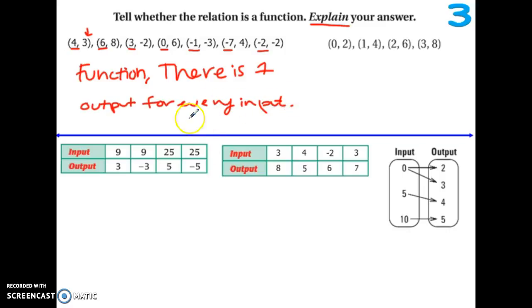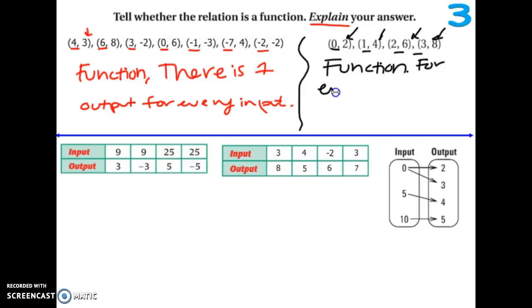You could say for every input there is one output. Same thing. Let's look at the next one here. We plugged in a 0, a 1, a 2, and a 3, like 4 separate buttons on the pop machine. And we got out 4 different things here. That's fine. Alright? This is also a function. For every input, there is one output.